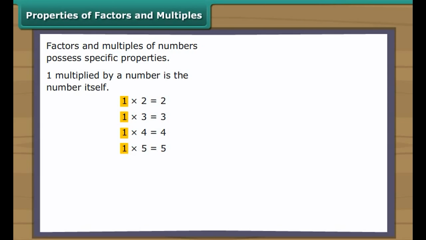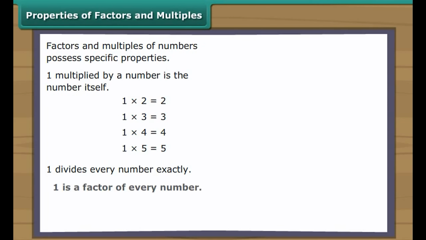1 multiplied by a number is the number itself. 1 into 2 is equal to 2. 1 into 3 is equal to 3. 1 into 4 is equal to 4. 1 into 5 is equal to 5. 1 divides every number exactly. Therefore, 1 is a factor of every number.